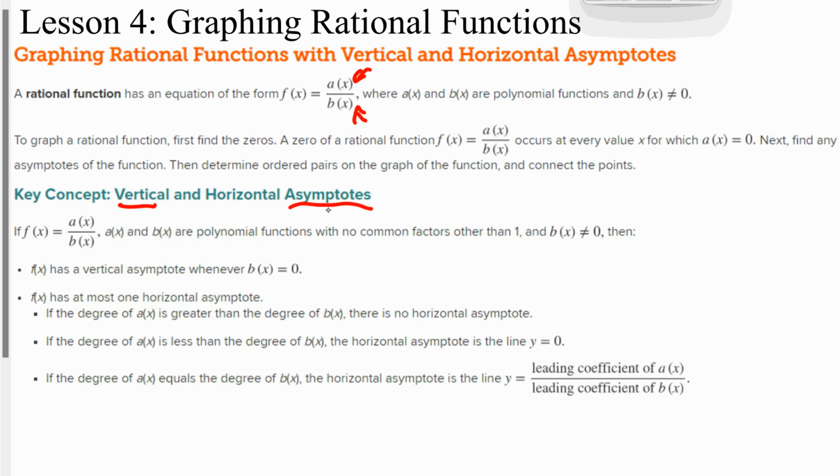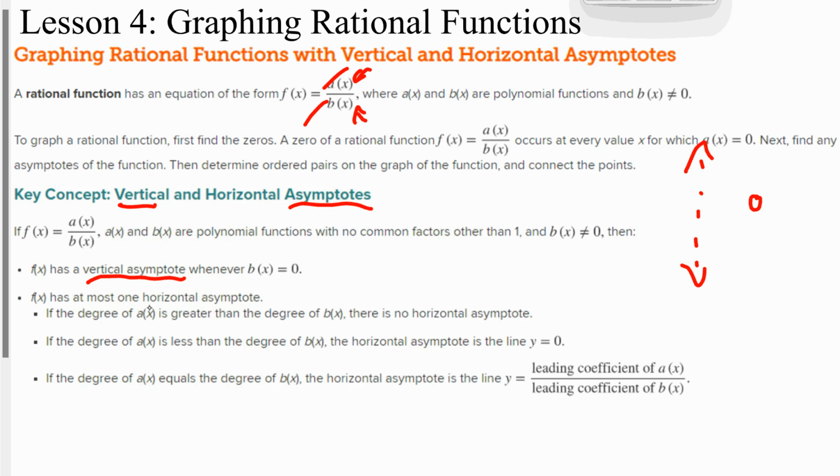Now sometimes if you cancel out a factor, that actually leaves, instead of a vertical asymptote, a hole in that spot. We'll talk more about that in example number 4. But for vertical asymptotes, you set the denominator equal to 0 and solve for x.